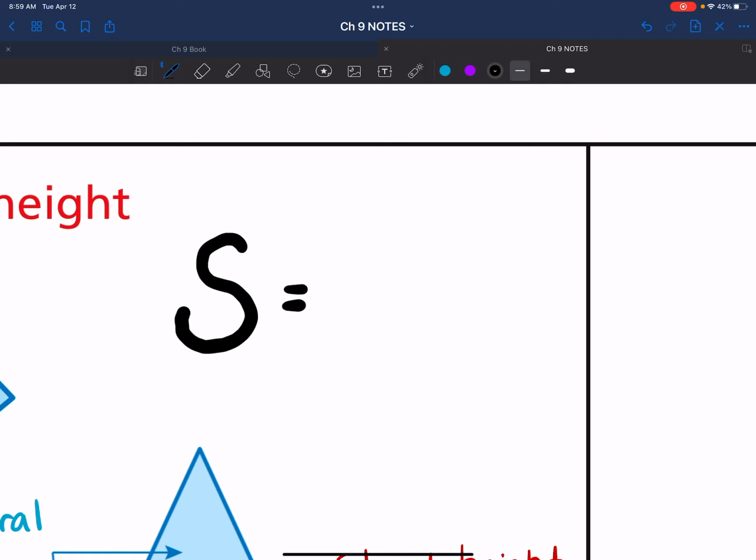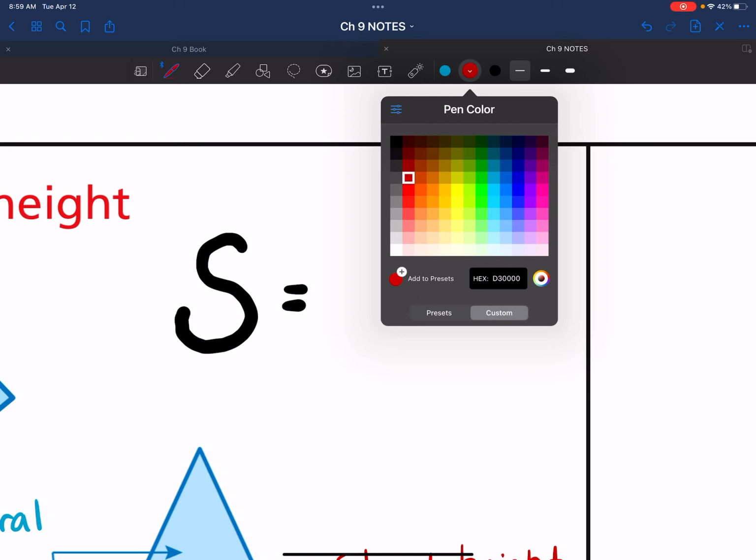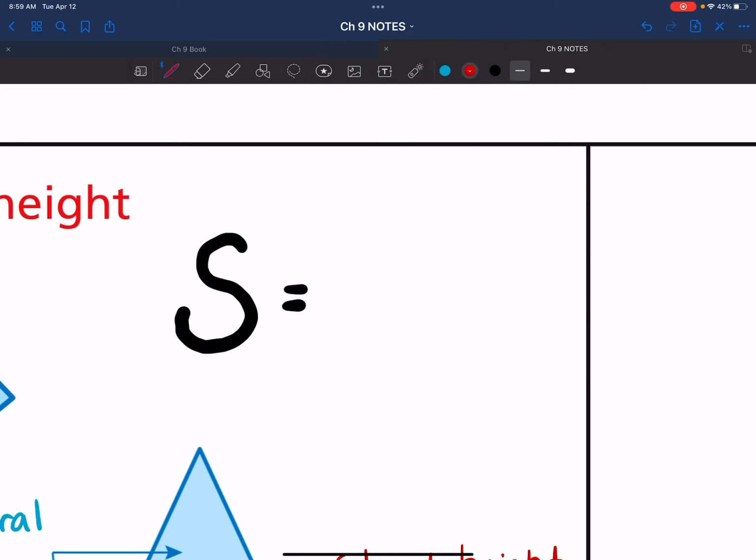I want you to first find the area of the base. I'm going to use red since our base is red in the picture. So it's area of base, and we're going to use a big capital B for that. Okay, so B stands for the area of the base, not just the base. Like, it's not a single number. It's the area of the base. You're going to take like the length times the width, right? So it's area of the base times areas of the lateral faces.